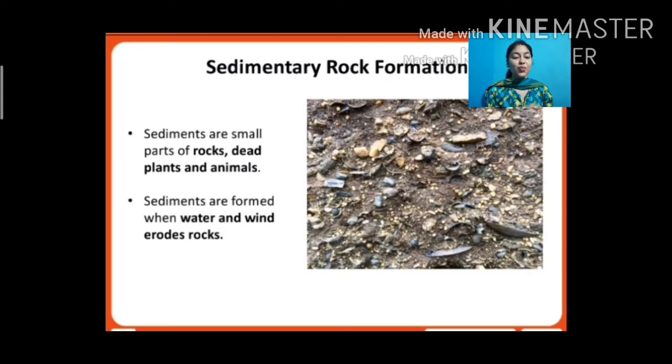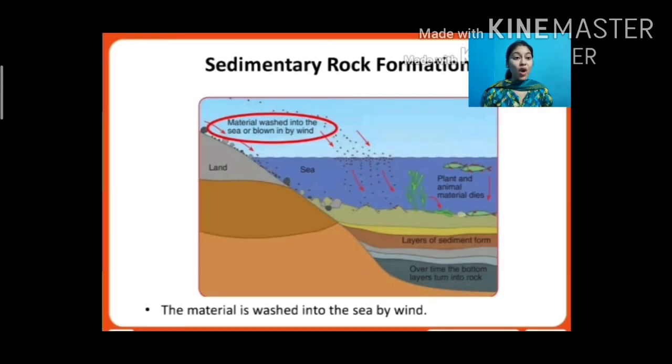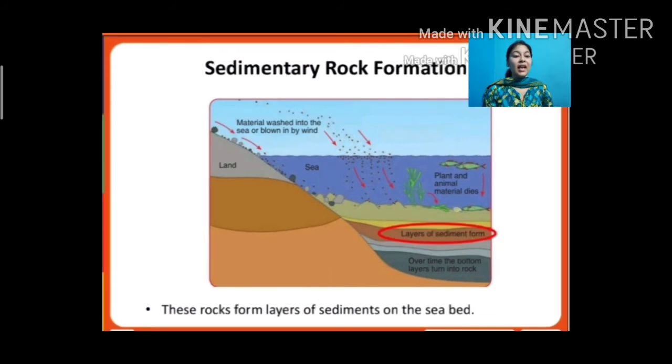Sediments are small parts of rocks, dead plants and animals. Sediments are formed when water and wind erode rocks. The material is washed into the sea by wind. When the wind blows, all that material comes into the sea. These rocks form layers of sediments on the seabed.